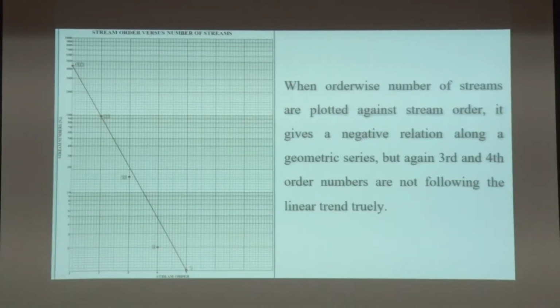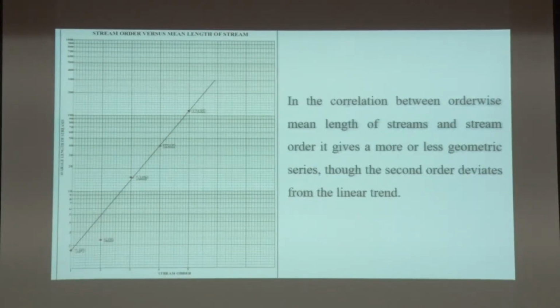Next, we tried to find the correlation of stream numbers with respect to stream order, where we can find a negative correlation, and the third and fourth order are not truly following the linear trend. In the second diagram, we have plotted the average mean length of the streams with respect to the stream order, where we can see a positive correlation trend, and the second order is not following the linear trend.